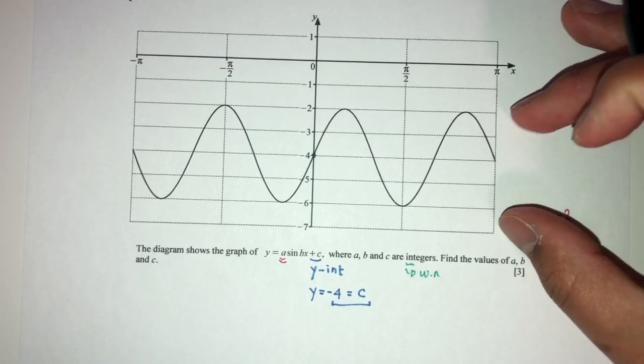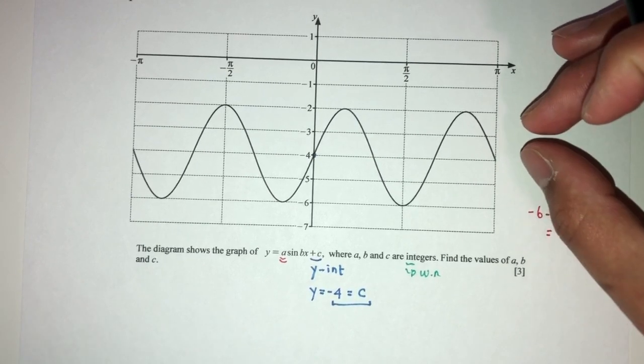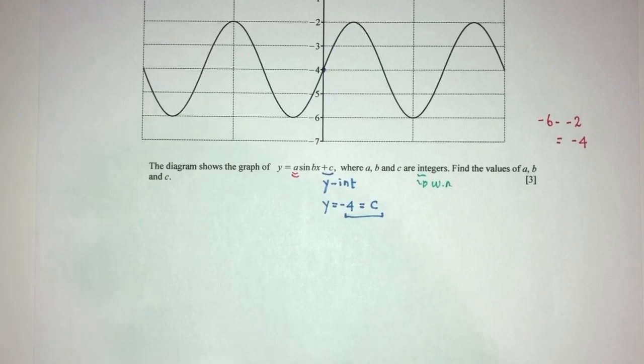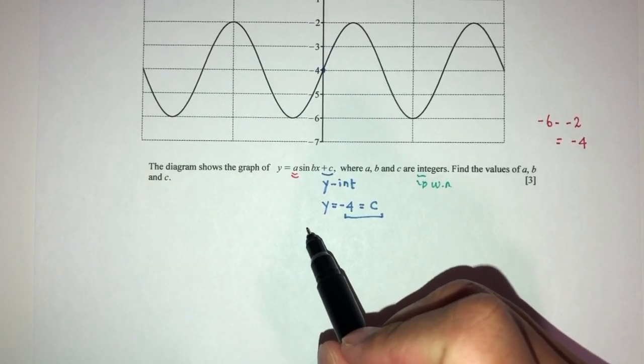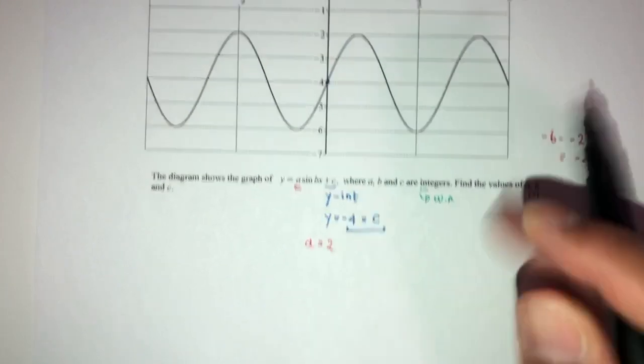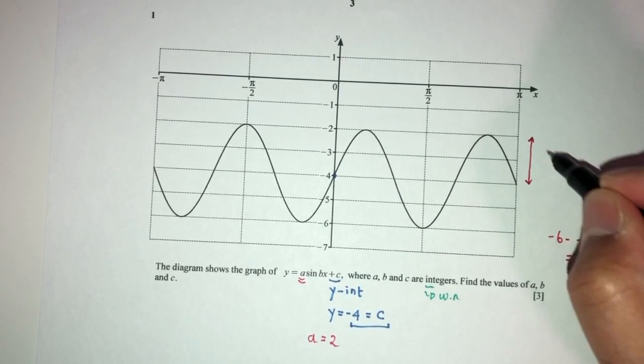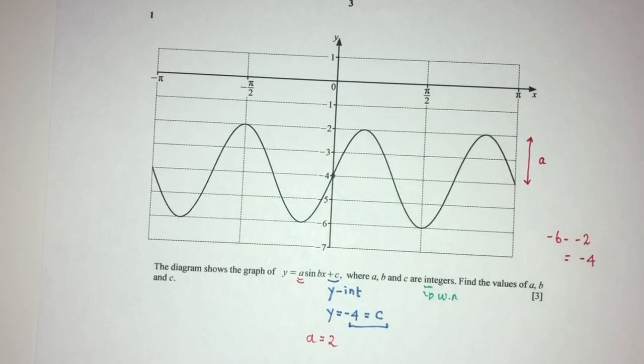The height is 4. Amplitude will be half of that, which is just 2. Again, for amplitude, we don't care about the sign. It is just the value that we care about. So a will be the value of 2. Amplitude is just this value over here. That is your value of a.